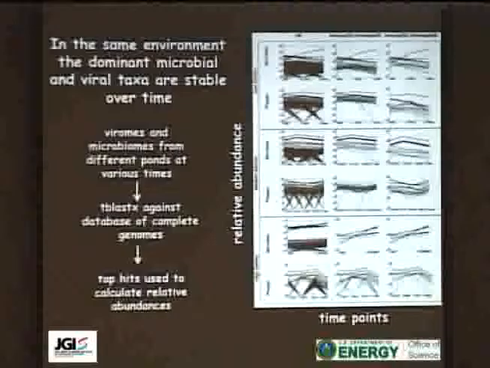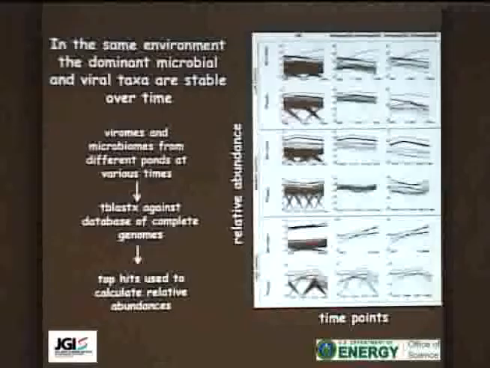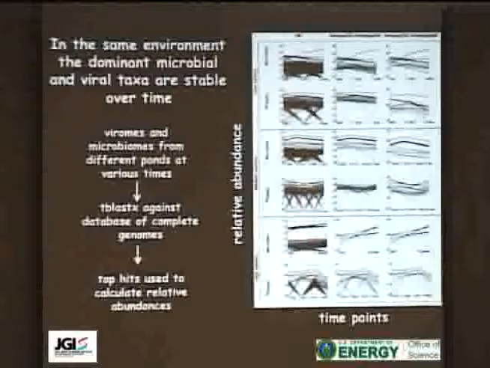You can also look at the taxa. So what we've got here is we're going to take all of the metagenomes and blast them against complete genomes. If we get a certain type of hit, we're going to say that that's the same organism or closely related to it. And then we're going to plot the relative abundances. So going along here, you have all the time points, and then these are different pond systems. And then you have the microbes versus the viruses.